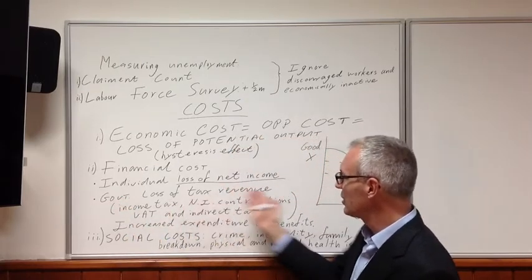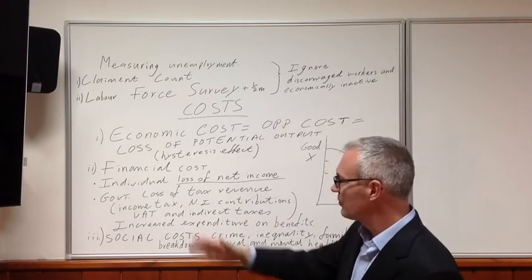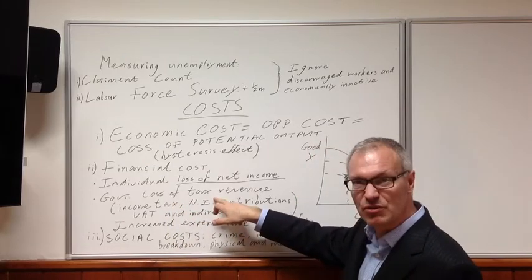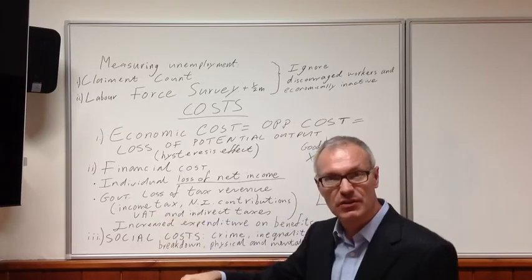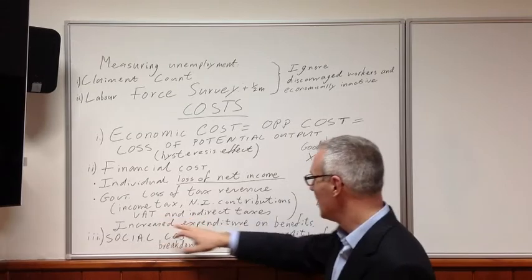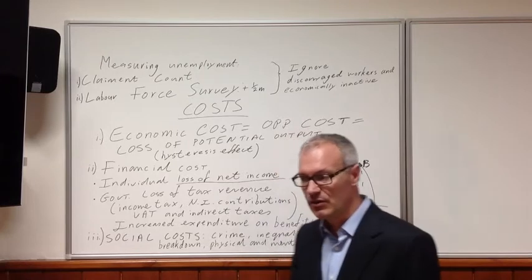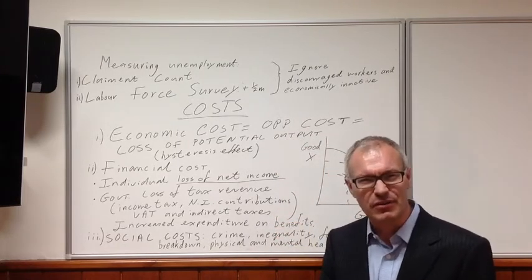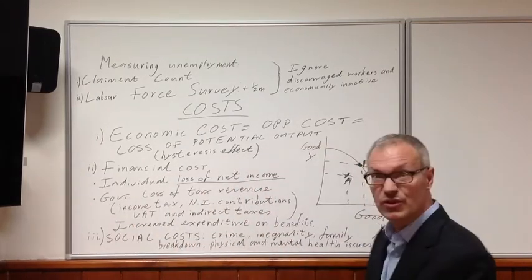And the government will lose tax revenue from the unemployed because the unemployed will stop paying income tax. They will not pay national insurance contributions, nor will their employer, nor will they be spending so much in terms of buying goods and services, so VAT receipts will fall, and of course indirect taxes on goods such as alcohol or tobacco may also fall, unless you think they're going to turn to drink, but I doubt that. We'll come to that with social costs.